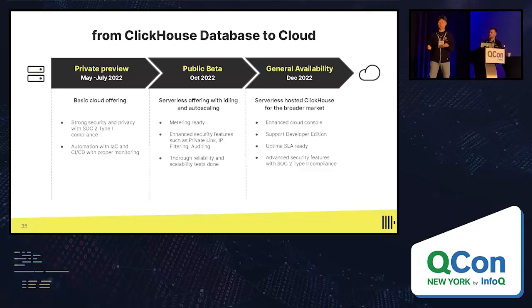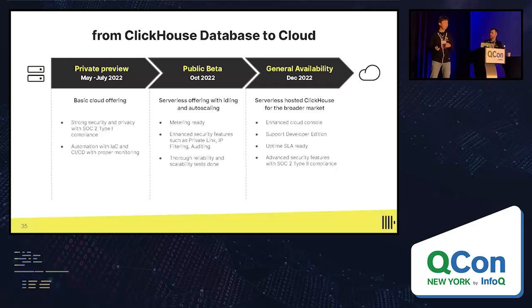But on top of these two, because of the private preview feedback we got, we also built enhanced security features like private link, IP filtering, and auditing, which all of those enterprise customers asked us to do. And also, because public beta is going to be public, it's going to be our first appearance in the general market, we did rounds and rounds of reliability and scalability testing before public beta launch. That's when we decided to do cellular architecture internally as well.